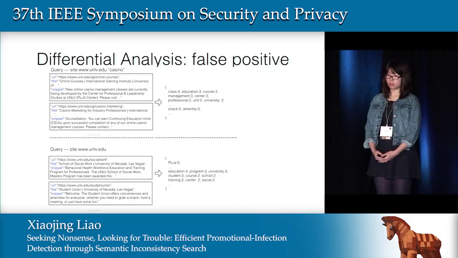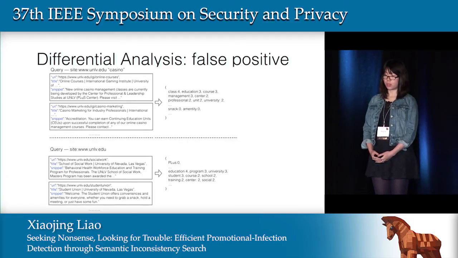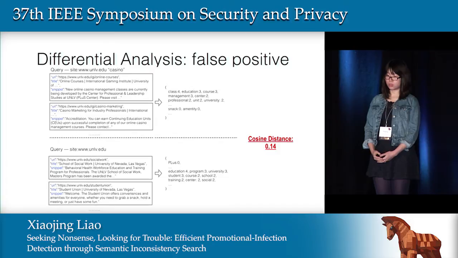We search casino on the University of Nevada, Las Vegas website, and we extract the terms from the search result, such as course, education, and student. If you search the original website, you will get similar terms. So the cosine distance between these two search results is quite small.